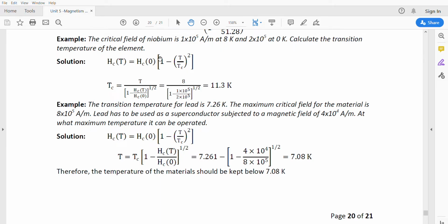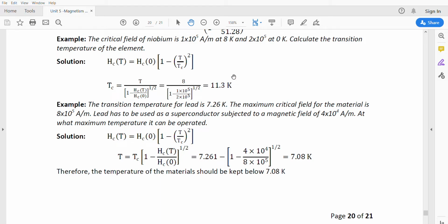Here, calculate the transition temperature of the element. We have to calculate Tc. So use the same formula, but we need to change the formula with Tc as the subject. Squaring on both sides, we'll get Tc as T upon the square root of 1 minus Hc of T upon Hc of 0. Substitute all the given values. We'll get the critical temperature for niobium as 11.3 kelvins.